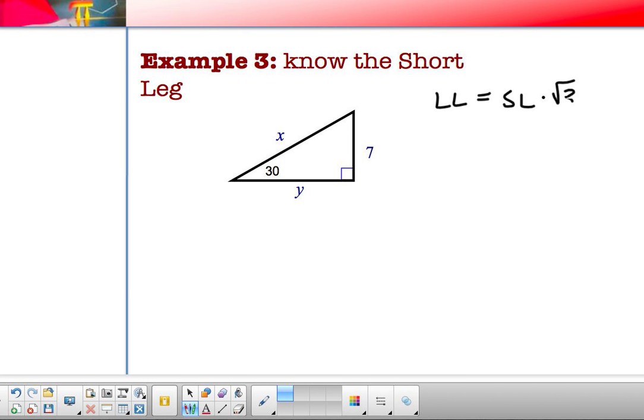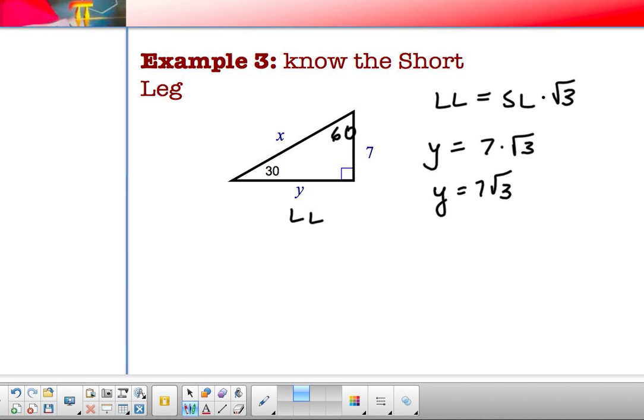So remember, the long leg was the short leg times the square root of 3. So if I wanted to find the long leg here, the long leg is across from the 60, which has to be up here. So this side has to be the long leg. So the long leg is y, and it's going to equal the short leg, which was 7, times the square root of 3. Or we would just write y equals 7 root 3.